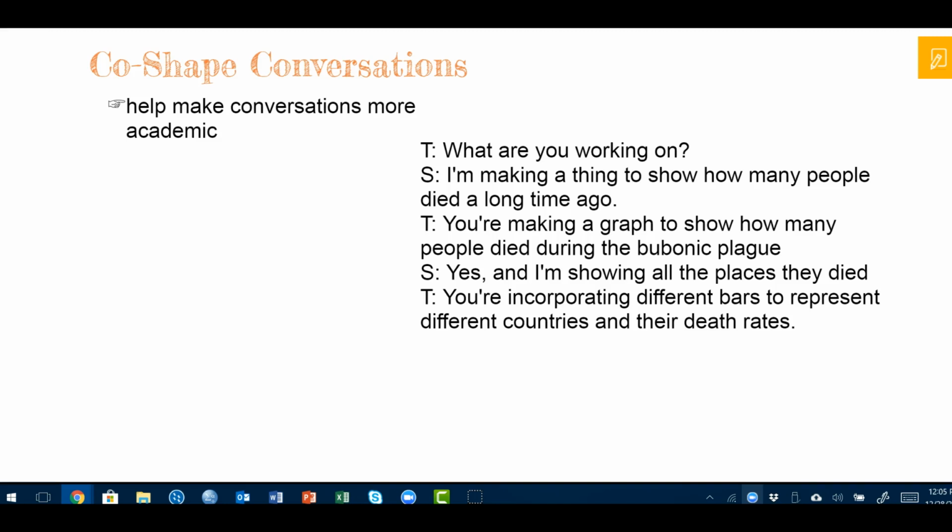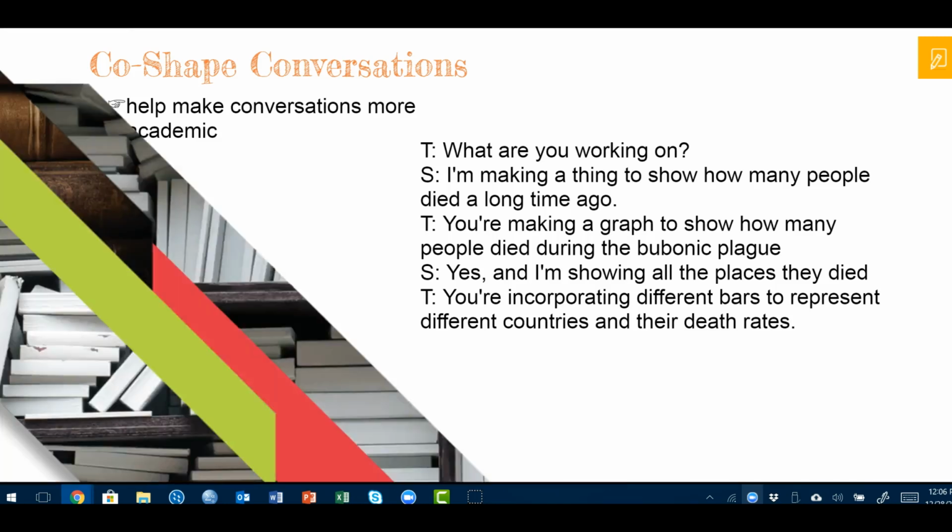But this gives you an idea that we're still talking about what the student was saying, this idea of making a thing to show how many people died, but the teacher is helping to shape the conversation. Now, the student may not start taking up any of this language right here, right? The student may keep talking in a generic, non-specific, non-academic kind of way. That's okay. This is another way to model and show how to take their ideas and make them more academic. They will eventually start to take up this language.